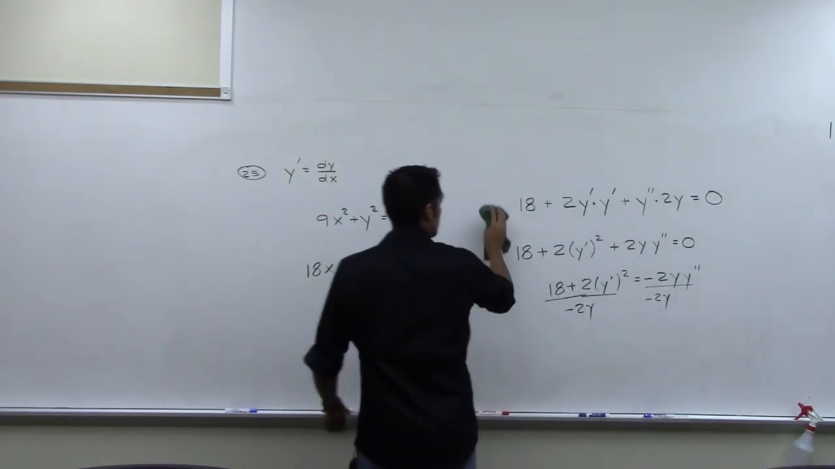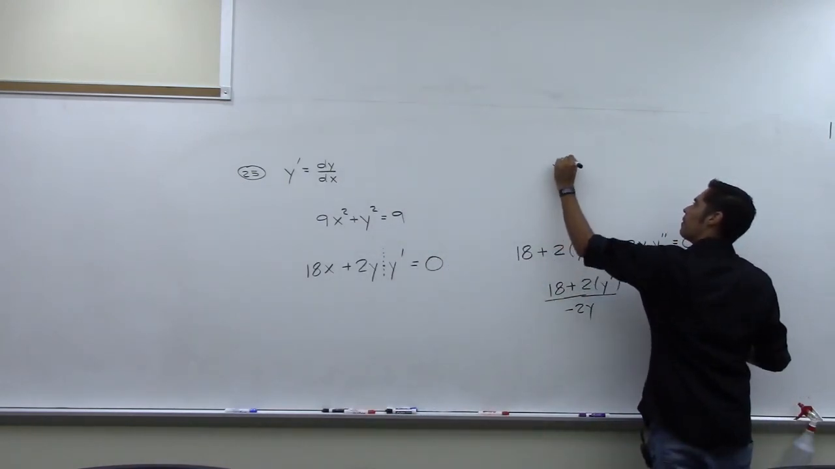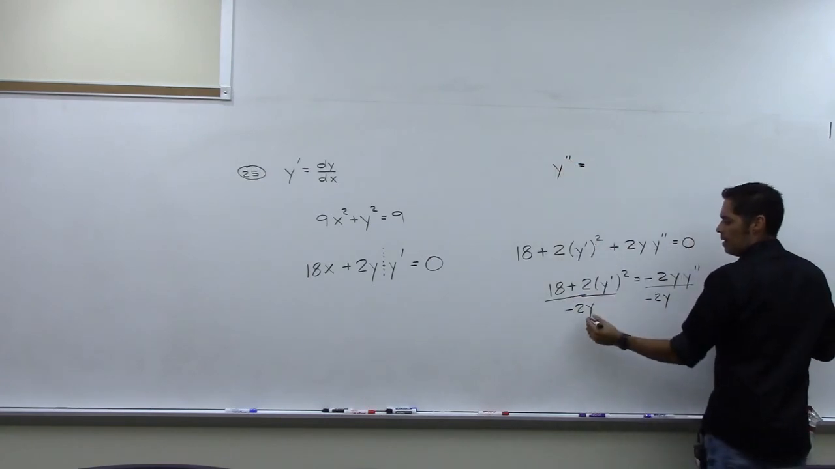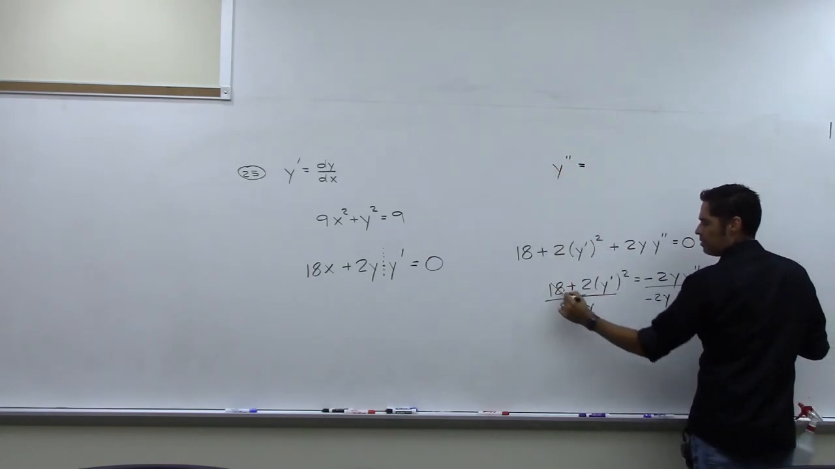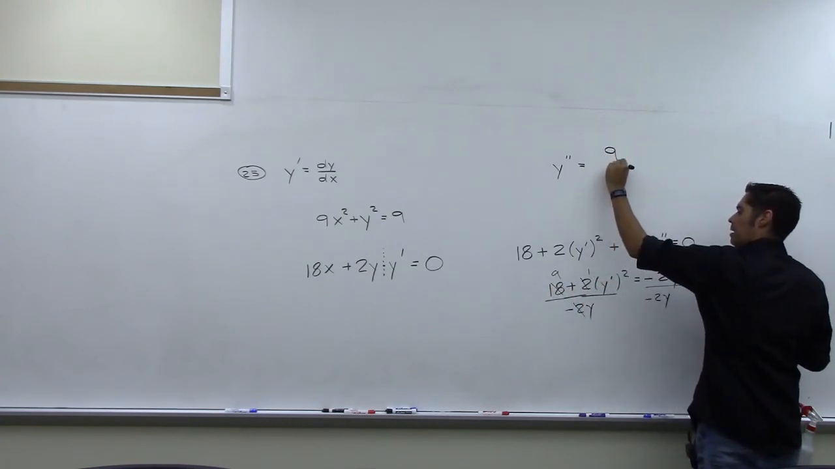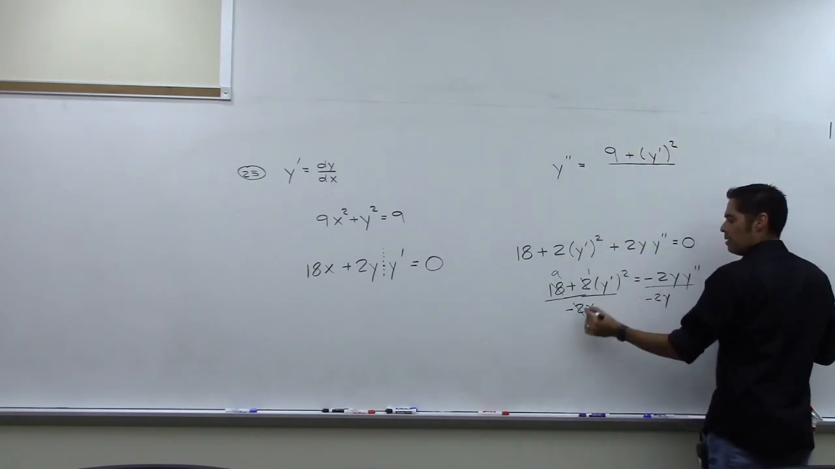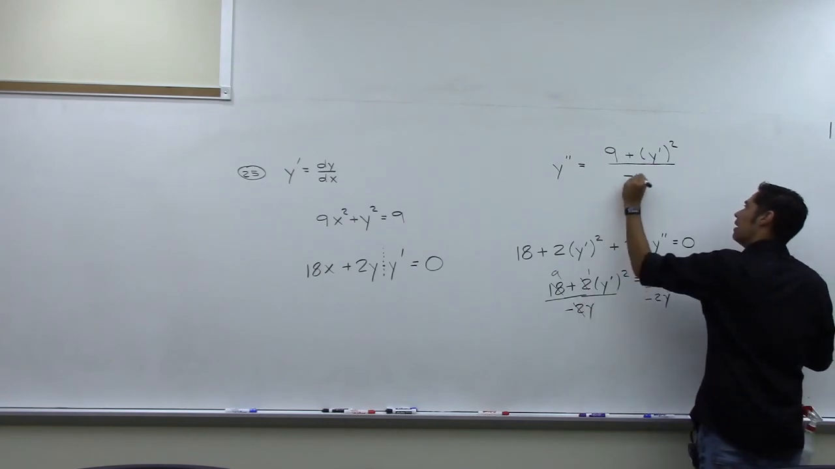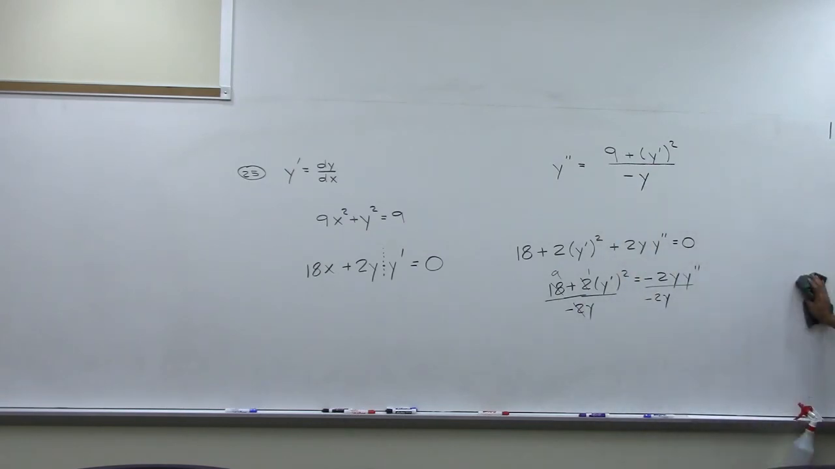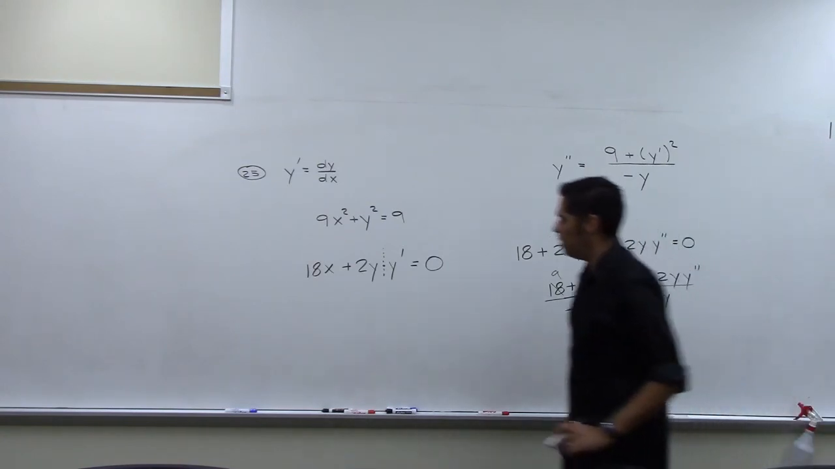And so what we have is that y double prime equals this divided by this. The 2 turns this into a 9 and that turns that into a 1. So I should just have 9 plus y prime squared over negative y down here. Now I'm sure that that's okay. I wonder if they do more simplification. They probably do.